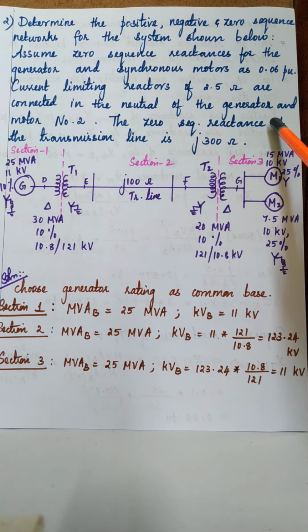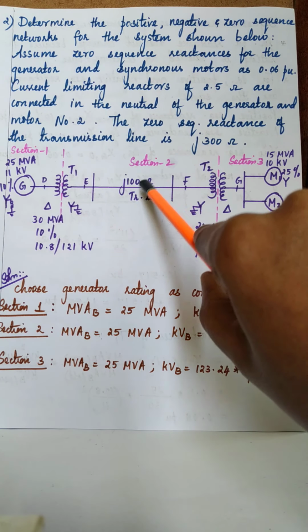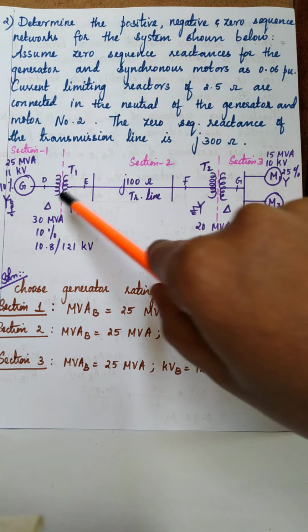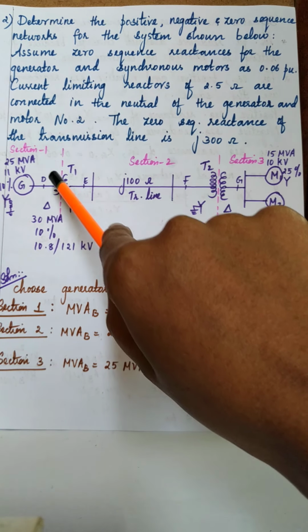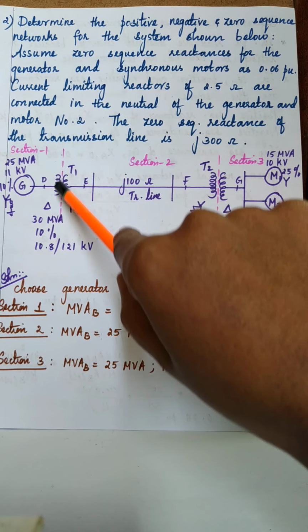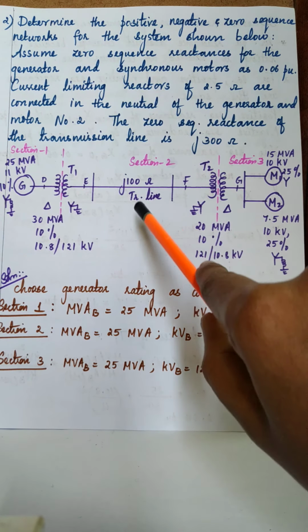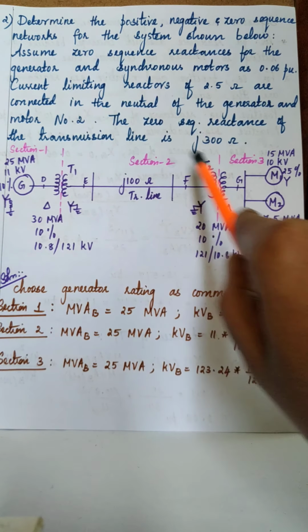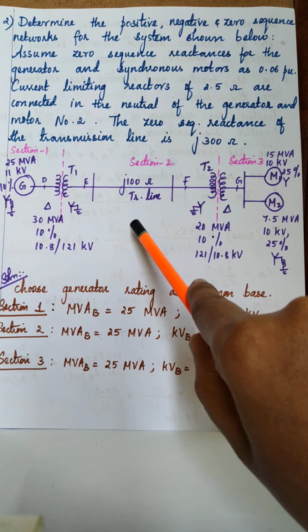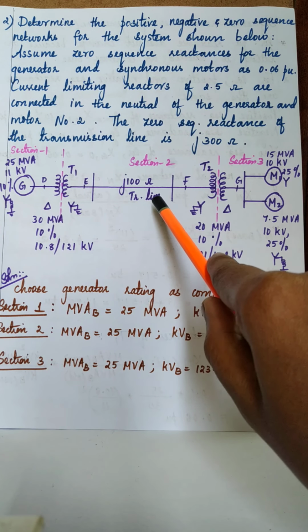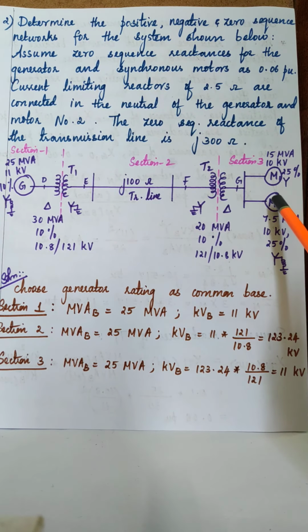So the zero sequence reactance of the transmission line is J300 ohm. So this is a given power system network. Depending upon the transformers, you have to divide the given network into sections. There are two transformers, so we can divide it into three sections. Generator side is section 1, transmission line side is section 2 and the motor side is section 3.